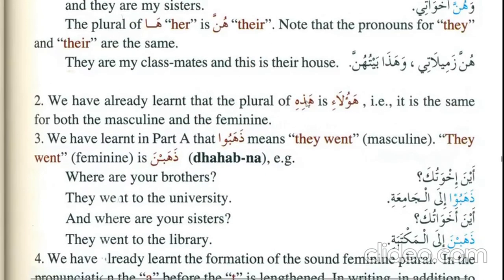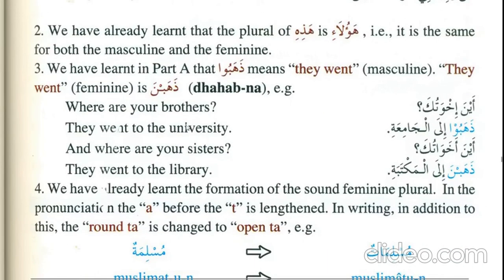Then you already know that the plural of hazihi is haula'i. Now in the first part you studied that zahaba means he went, zahabu they went, and that is for masculine only. Then you also know that zahabat means she went. So here you will learn that zahabna, they went, is for feminine. Zahabu, they went, for masculine, and zahabna, they went, for feminine. You also need to read this.